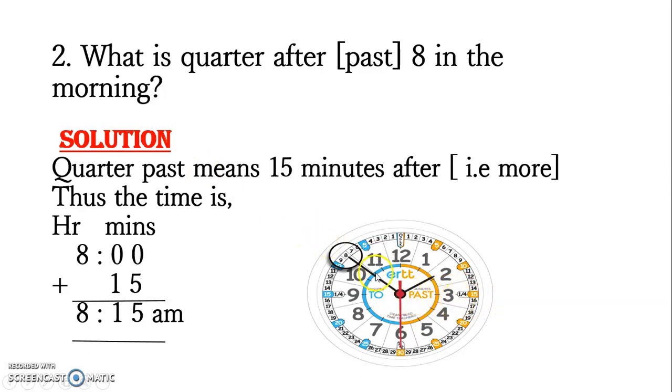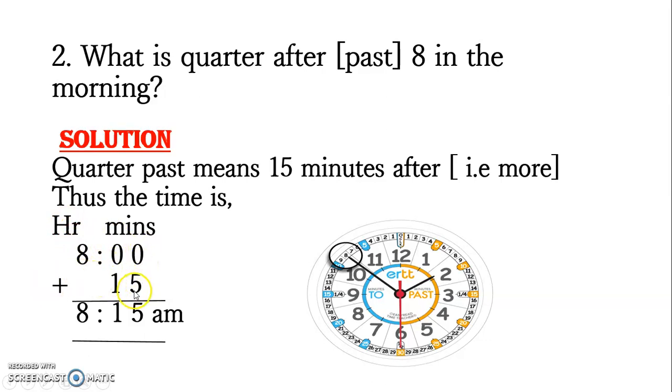Now to express that, because it's quarter past, it's going to be added because it's now 15 minutes more. Okay? Quarter past means 15 minutes more. Meaning we're going to add 15 minutes to the already existing hour, which is 8 o'clock. So our time is going to be hour 8, minutes 0, plus 15 minutes.